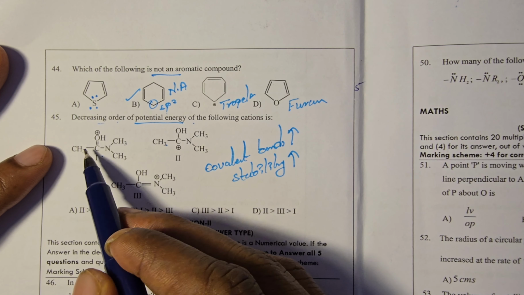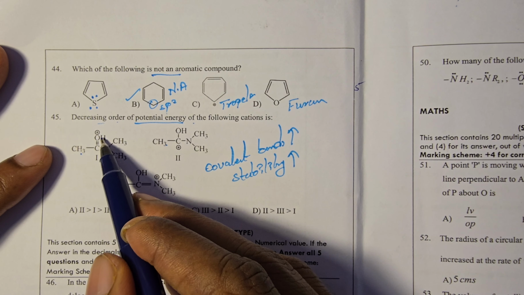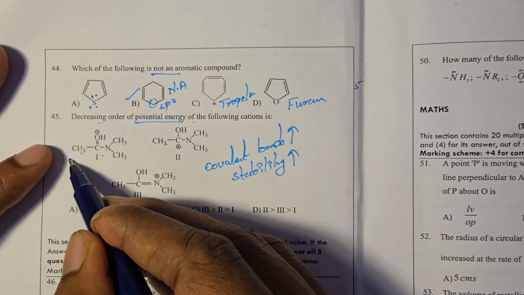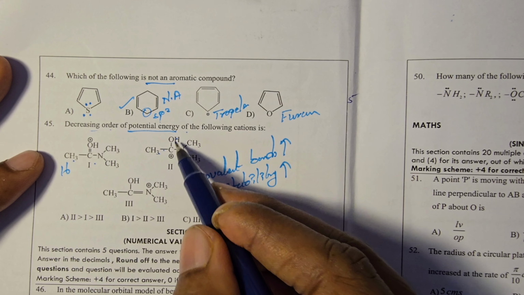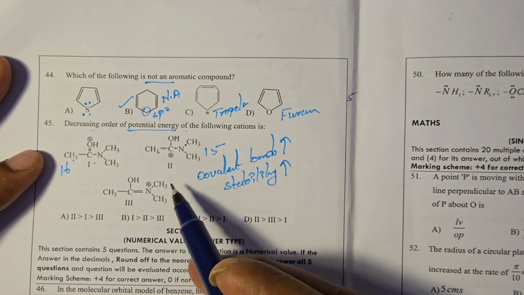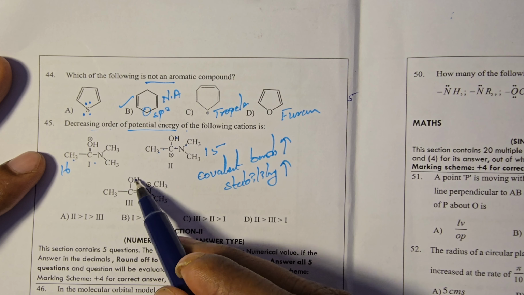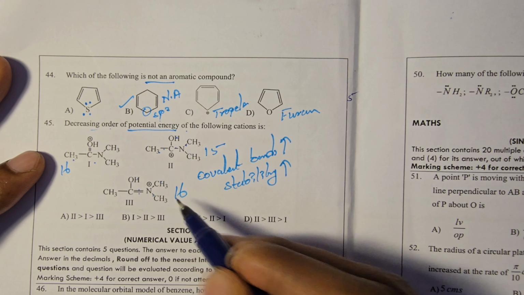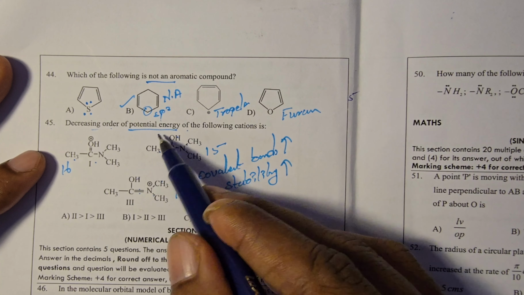So which molecule has the more number of covalent bonds? I am counting here, check once. 3, 4, 5, 6, 7, 8, 9, 10, 16 are there. In this, 3, 4, 5, 6, 7, 8, 9, 15 are present. Next, 3, 4, 5, 6, 7, 8, 9, 10, 16 are present. So potential energy, which one is more, which is the least stable?